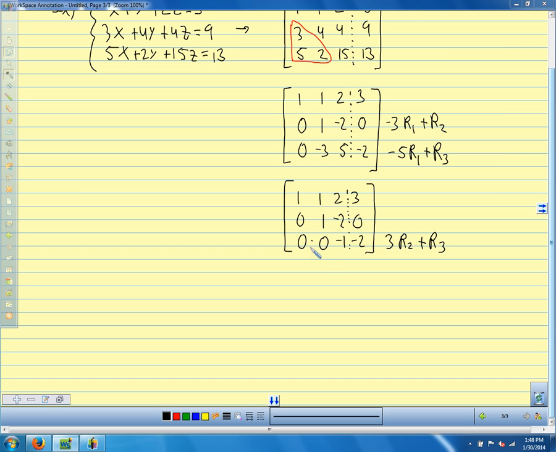I'm going to do one more thing to this matrix just so I can give you one more vocabulary word. 1, 1, 2, 3, 0, 1, negative 2, 0, 0, 0, 1, 2. So what did I do to that last row to get rid of those negative signs? Multiplied by negative 1, minus R3.